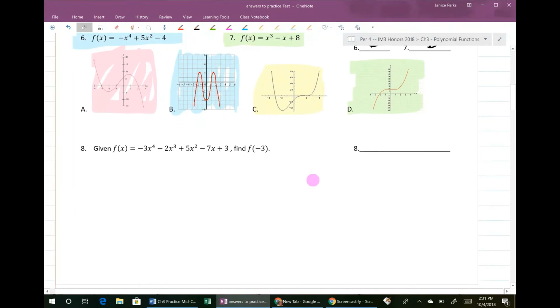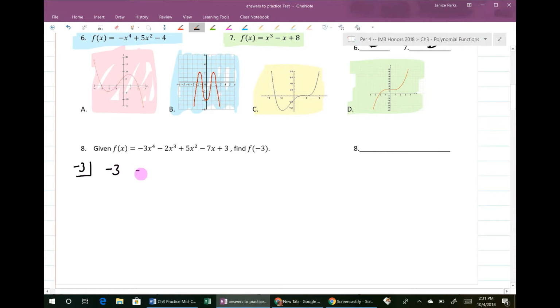For number 8, we have to find f of -3. The easiest way to do that is synthetic substitution. However, you can also use direct substitution. I'll show you both methods. So synthetic substitution would look like this.